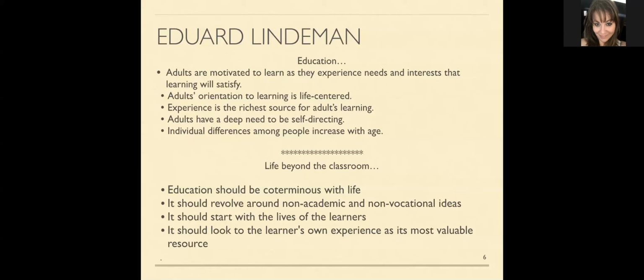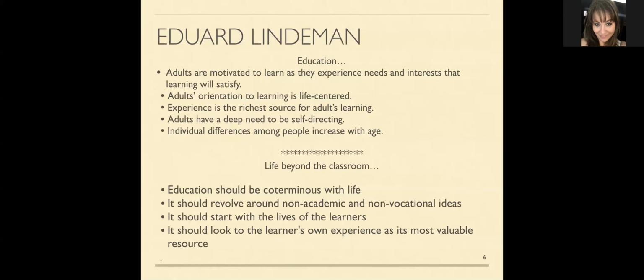We tend to want to learn things that can benefit us in some way, whether it's professionally or personally. Experiential knowledge, I think we've all read that. The need to be self-directing, the ability to give you choice, the ability to give you direction, and of course the differences that we experience insofar as aging is concerned. And then life beyond the classroom.